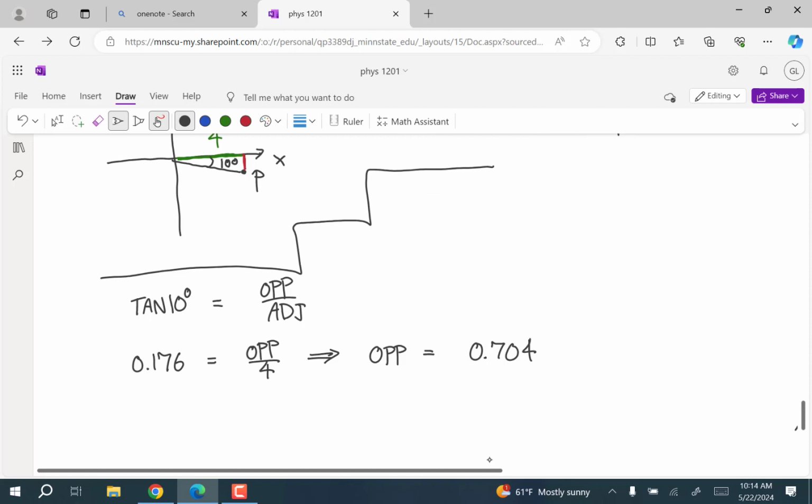This point P is in the region of positive x values. So our P coordinates are going to be positive 4. And it's in the region of negative y values. So this is going to be negative 0.704.